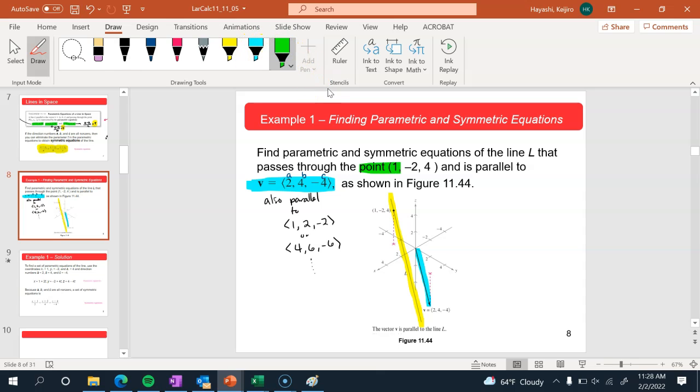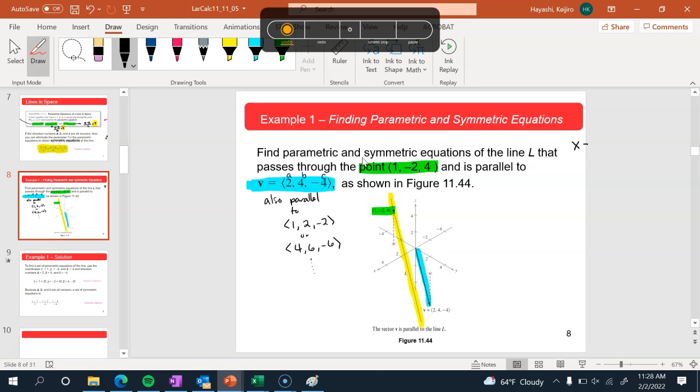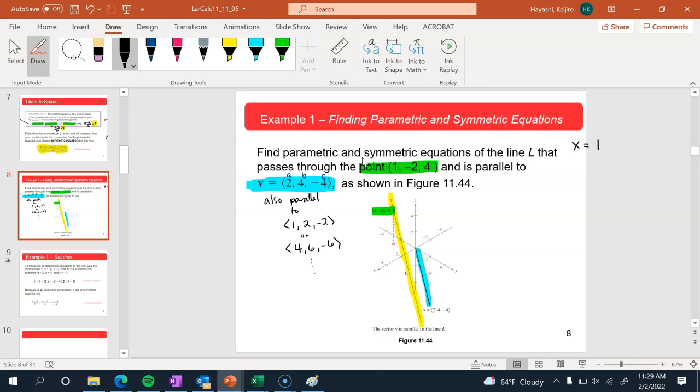And let's see, we know it goes through this point right here. So parametric equations are the ones where x, y, and z are all described separately. We can start with those. X is going to equal, like in the parametric equation for the line, the initial point, or the initial value, right? The initial x value of 1.